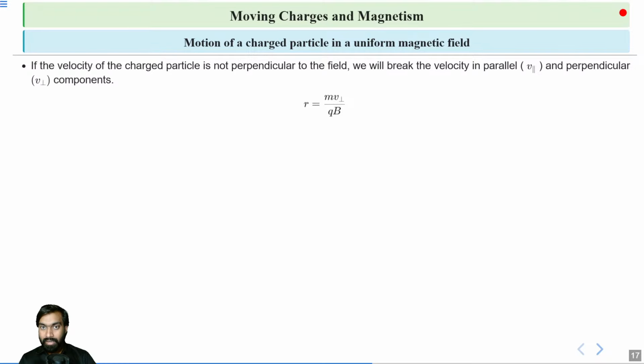The radius r of the circular motion depends on how fast the particle moves perpendicular to the field, its mass m, its charge q, and the magnetic field strength B. So r will be r equal to m V perpendicular divided by qB. So the faster the perpendicular velocity or the heavier the particle, the larger the circle. The stronger the magnetic field or the larger the charge, the smaller the circle.